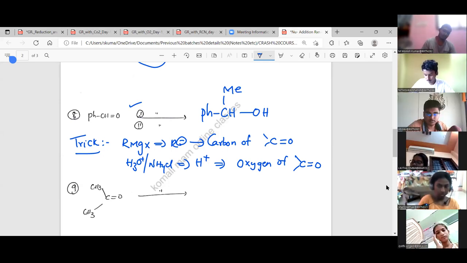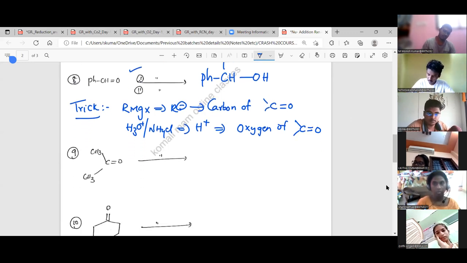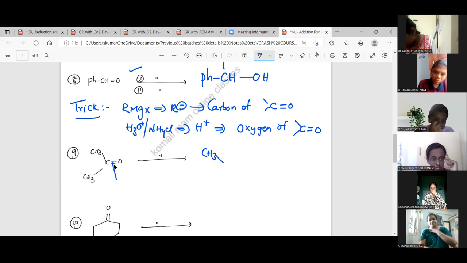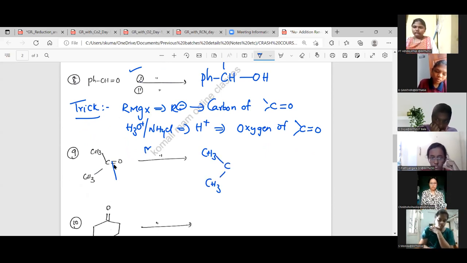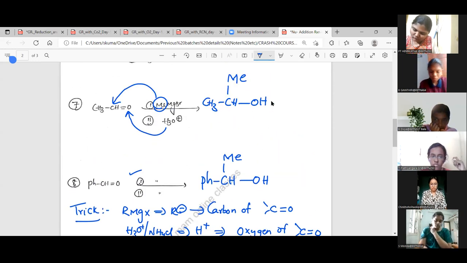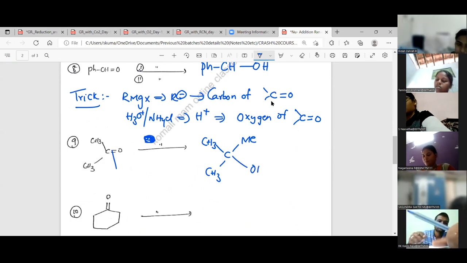Any difficulty? Even a fifth class student will understand. Ma'am, very easy, ma'am. I'll break one bond. Whatever you have taken here, methyl, you keep that methyl here. Whichever Grignard reagent you have taken on the arrow, MeMgBr, I'm keeping the Me. Hydrogen will come onto oxygen.